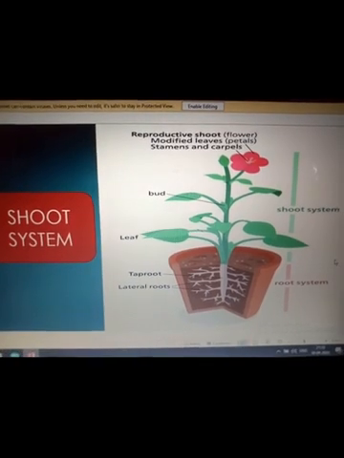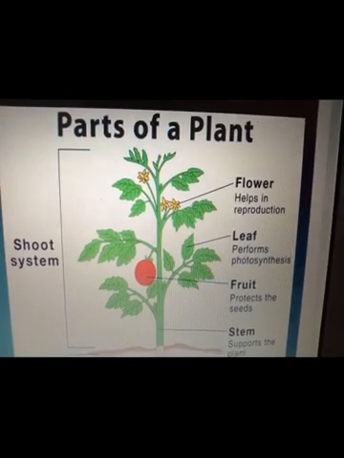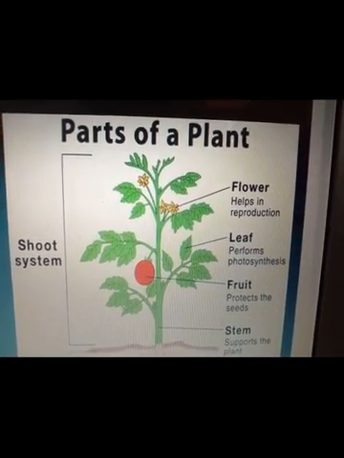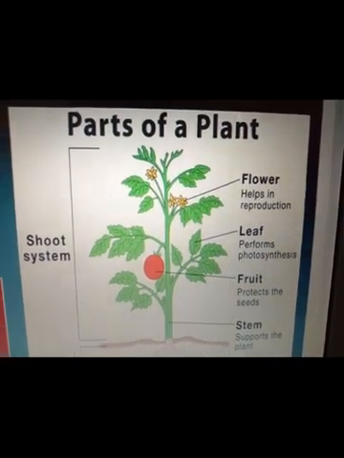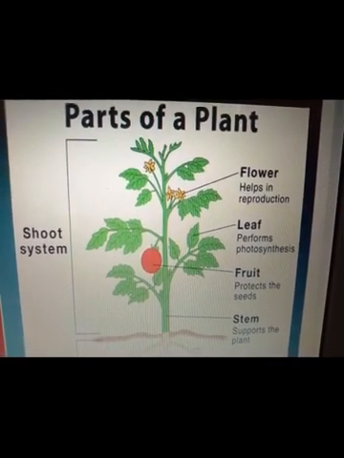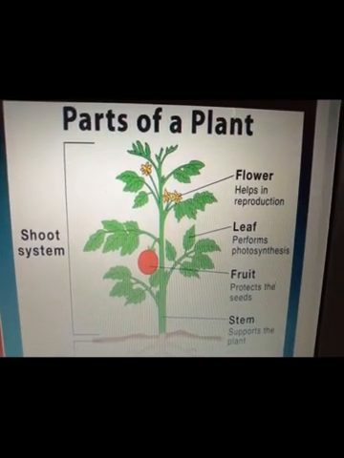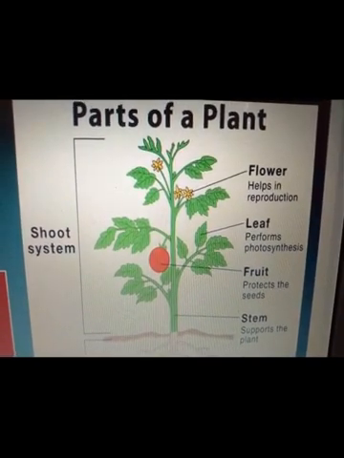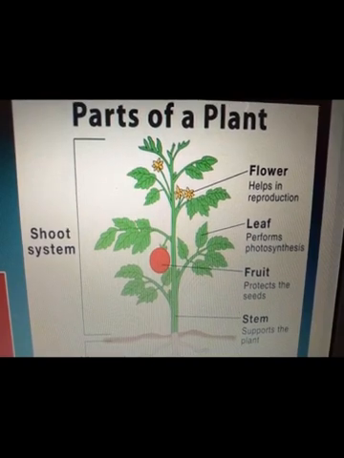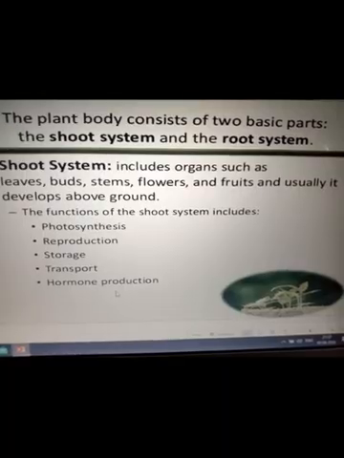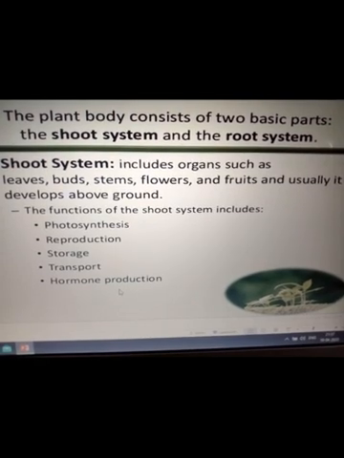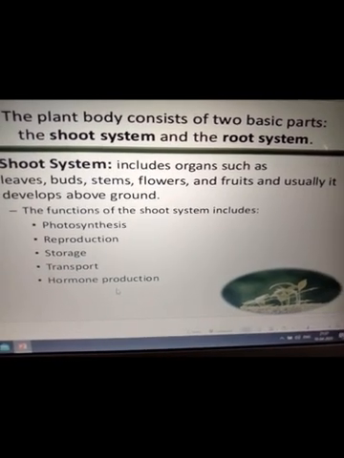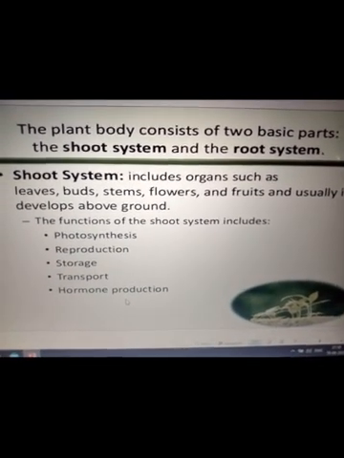Shoot system. As I've taught you before, the shoot system of a plant is the part that grows above the ground. Different parts of the shoot system are flower, leaves, fruits, stem. These all four perform different functions in plants. So shoot system includes parts such as leaves, buds, stems, flowers, fruits, and it develops above the ground. Shoot system is the part which is above the ground.